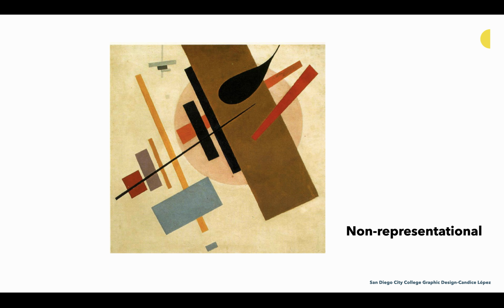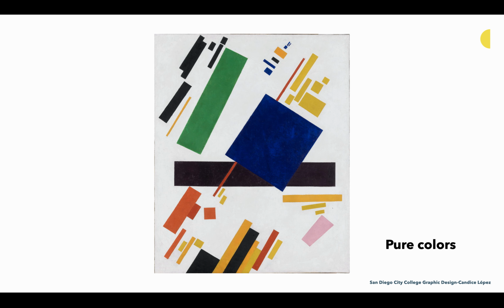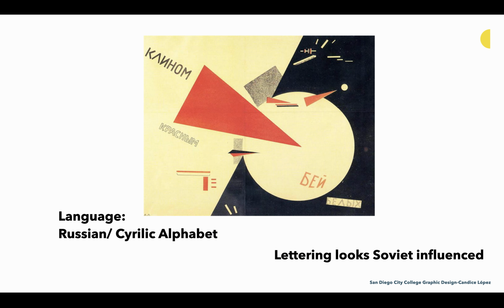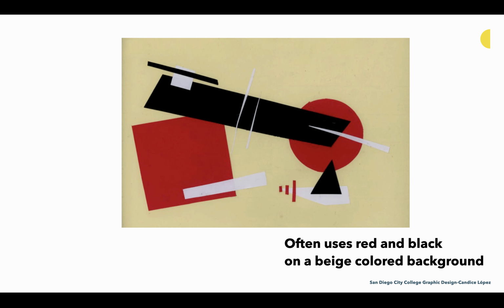Next, we're going to take a look at the suprematism style clues. Suprematism works are non-representational. So they're the one style that's going to look a lot like fine art because the influence of modern art chapter isn't on the final. You've got pure colors and very basic geometric shapes. If there is language, it's the Russian Cyrillic alphabet, so the lettering will look Soviet influenced. It's very often that it uses red and black on a beige colored background.